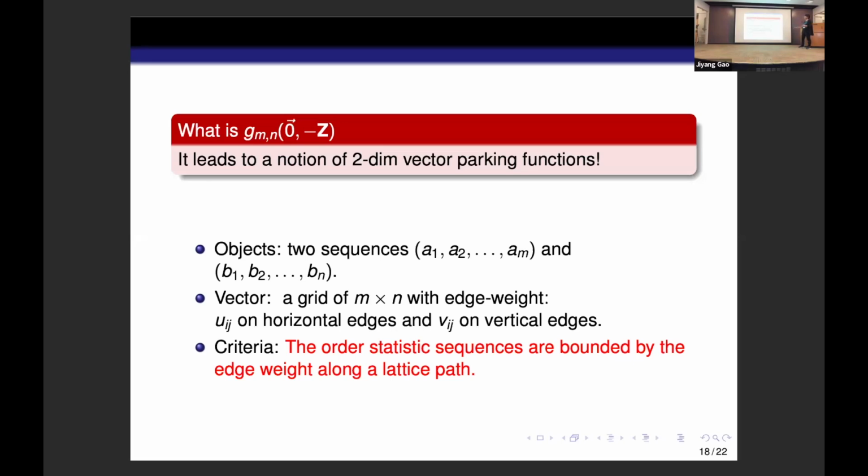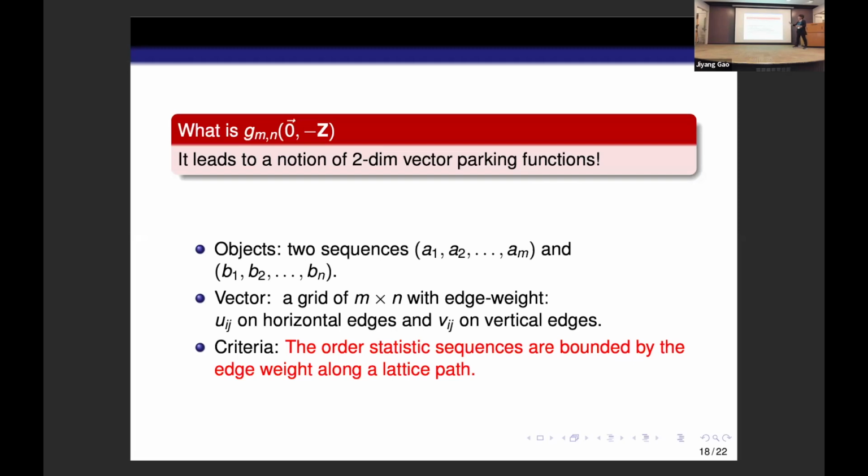I will call it a 2-dimensional vector parking function. It defines something on integer sequences. What is exactly that? The thing we have will be 2 sequences of non-negative integers, one of size m, and the other of size n. So here is our candidate. What used to be a vector in 1 dimension is now replaced by a grid, which is a rectangle with its horizontal and vertical steps. And each step is equipped with a weight, where the weight is given by the interpolation point zij. The x coordinate gives you the weight on the horizontal edges, and the y coordinate gives you the weight on the vertical edges.